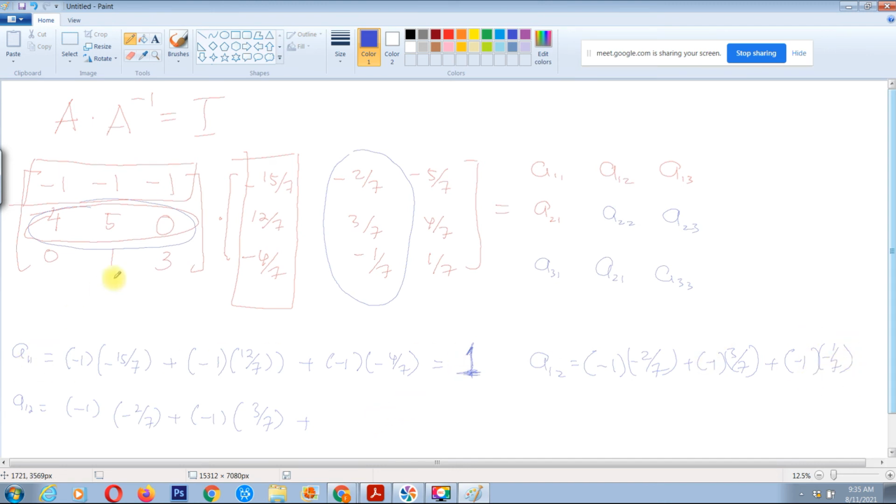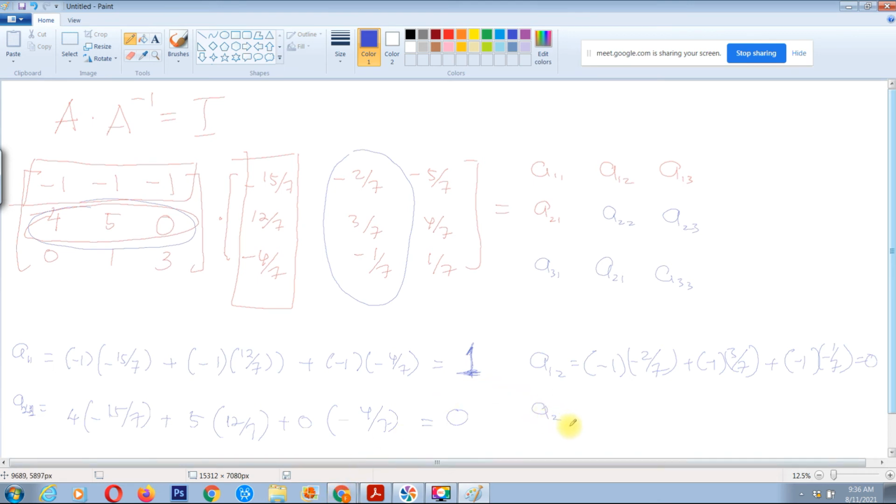Next, second row, first column: we have 4 times negative 15 over 7, and then plus 5 times 12 over 7, plus 0 times negative 4 over 7. So here you will get 0.